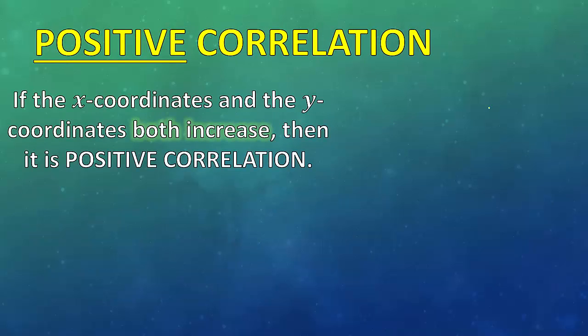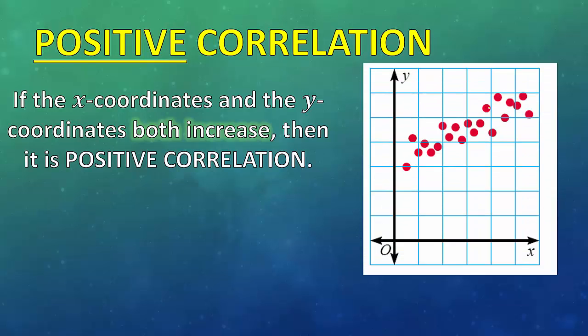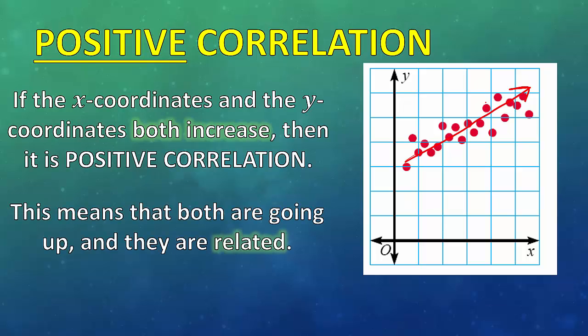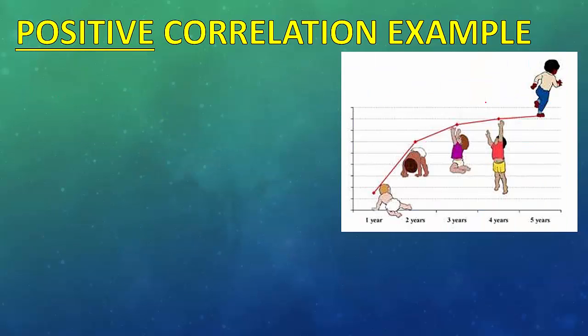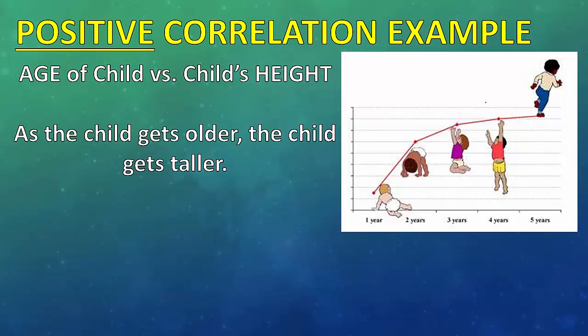A positive correlation would be when the x and the y coordinates both increase, like this. So like if you look at this graph, it goes up from left to right. Okay, if we were to kind of draw a line that kind of modeled it. They're both going up and they are both related. A positive correlation example would be if you look at the early years of childhood, the age of a child versus a child's height. As the child gets older, the child gets taller.